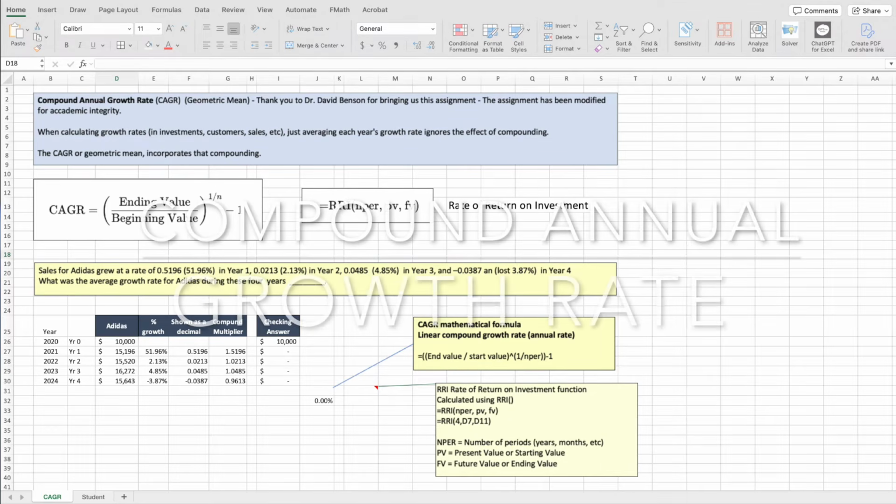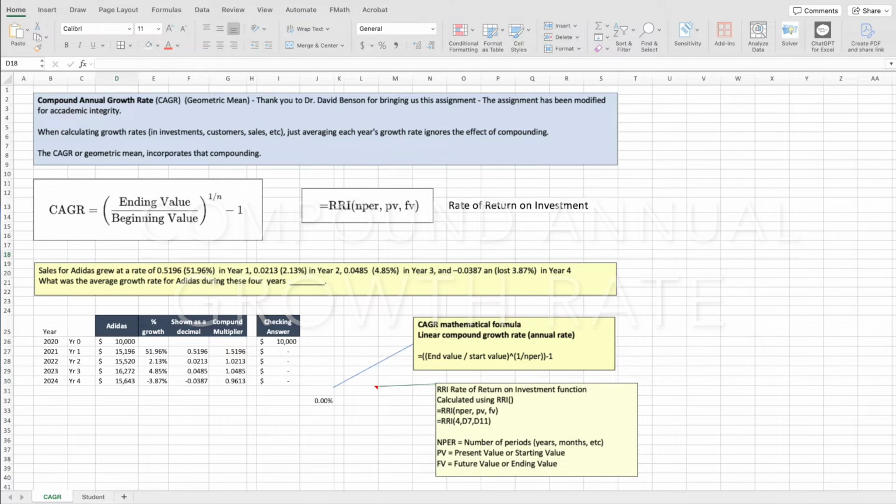Professor Moleff here, and today we are going to go over compound annual growth rates, or what we call CAGR, C-A-G-R. CAGR is a way to measure the annual growth of an investment or a value over time. Okay? And there's two ways that we do this.